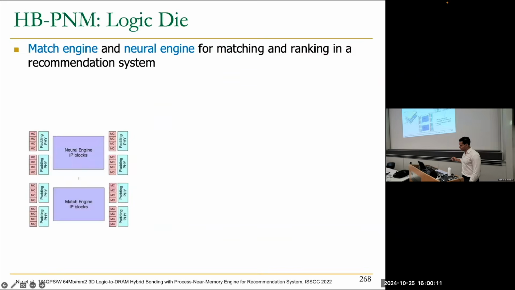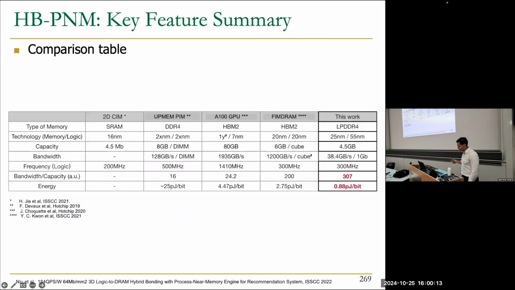They are targeting recommendation systems, again similar to the previous architecture. Again, they have a comparison to the FIMDRAM architecture and the UpMem, and now they are using low-power DDR4 DRAM instead of HBM. They are manufacturing this at a little bit higher technology nodes. The density is 4.5 gigabytes per chip, and their frequency, again, is a bit low. Again, I don't know why it's so low, actually, because those are manufactured at different nodes.